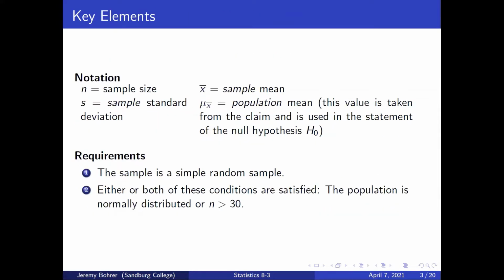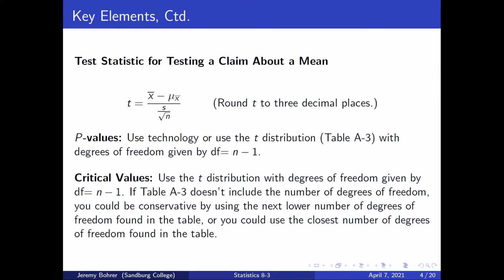Key elements: n is the sample size, x bar is the sample mean, s is the sample standard deviation, and mu sub x bar is the population mean. This value is taken from the claim and is used in the statement of the null hypothesis H naught. Requirements: the sample is a simple random sample, and either or both of these conditions are satisfied. The population is normally distributed, or n is greater than 30.